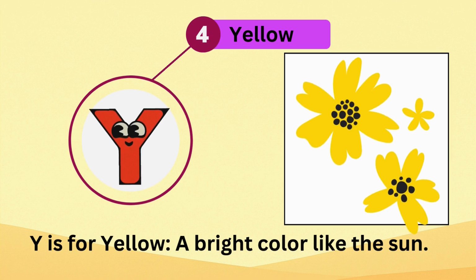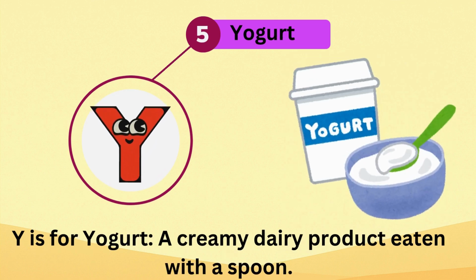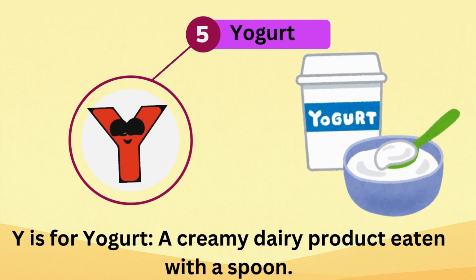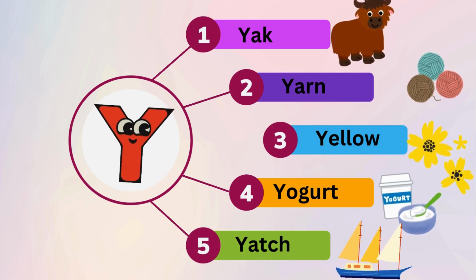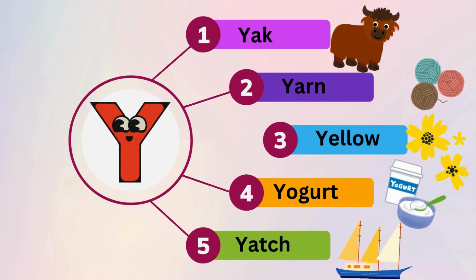Y is for yellow, a bright color like the sun. Y is for yogurt, a creamy dairy product eaten with a spoon. Y is for yak, yarn, yellow, yogurt, and yacht.